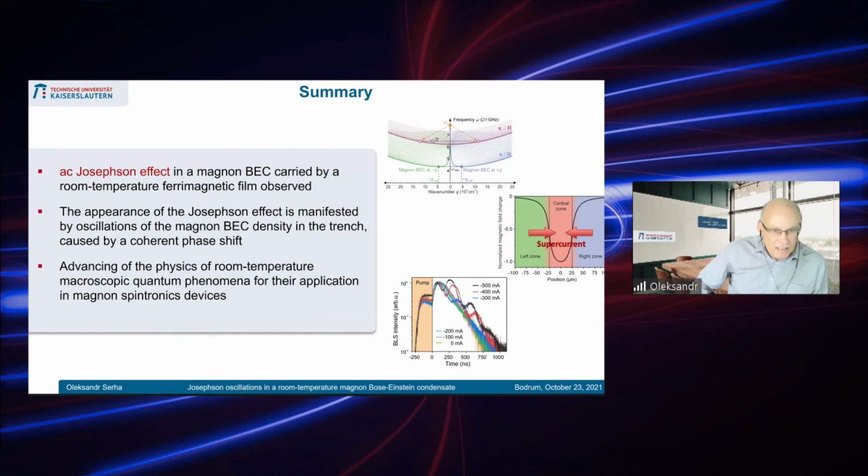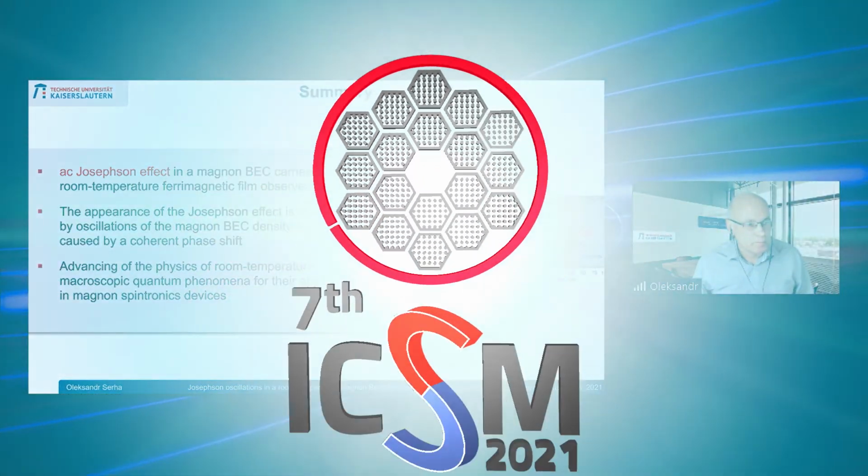So I can go to the summary and say that the AC Josephson effect in a magnon BEC was observed. The appearance of the Josephson effect is manifested by oscillation of the magnon BEC density in the trench caused by a coherence phase shift. And these experiments advance the physics of room temperature macroscopic quantum phenomena for their application in magnon supercurrent and super spintronic devices. Thank you very much for your attention.